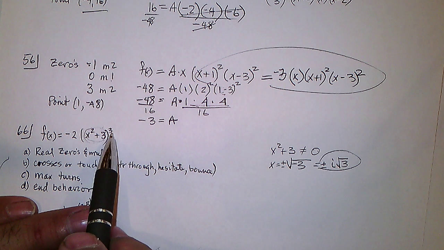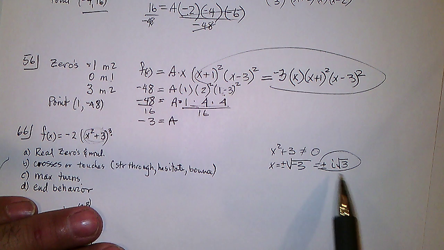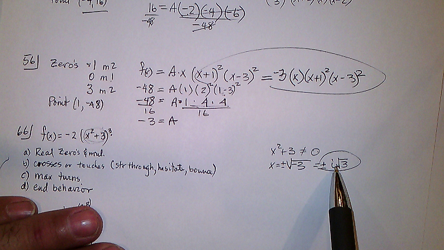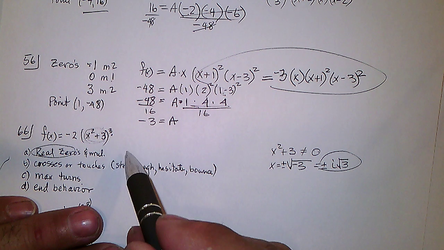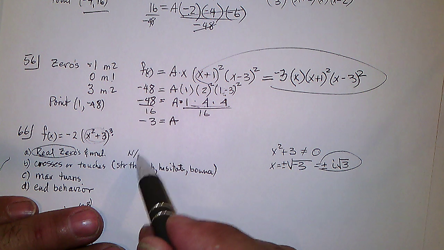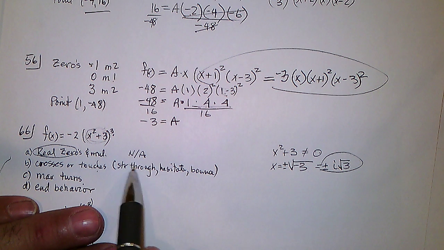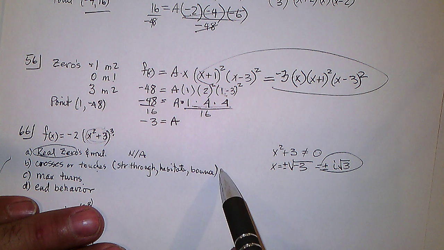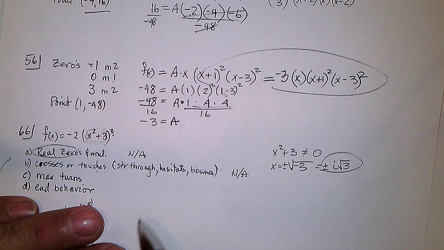So they're imaginary zeros. And this has 1 of each 3 times, so the multiplicity of each one of these is 3. But there's no real zeros, so that doesn't apply to this one. So when does it cross or touch or hesitate or whatever? It doesn't do any of those, because there's no real zeros.